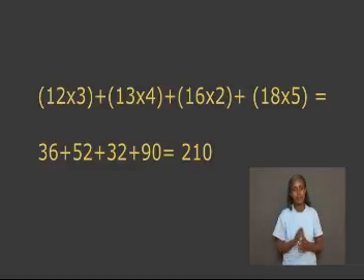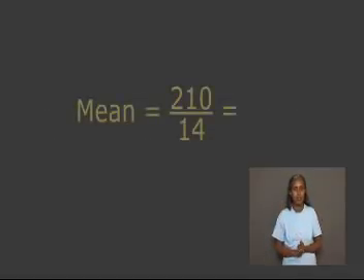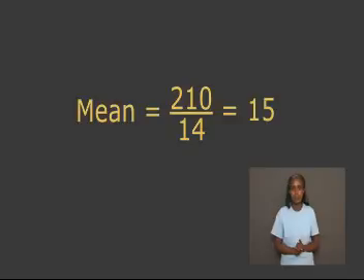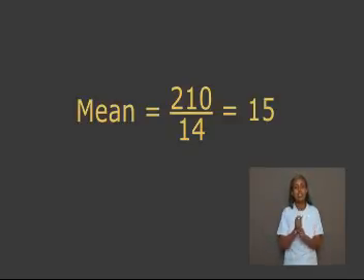The total sum of our values is 210. Finally, we divide our sum of values by our total number of values. We learn that the mean age of the students is 15 years.